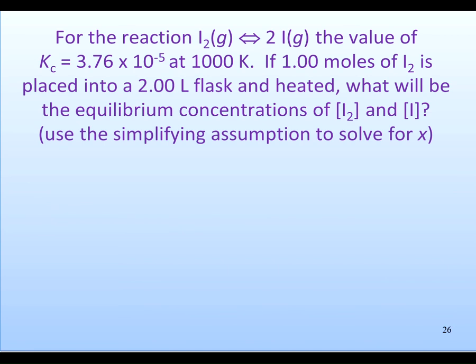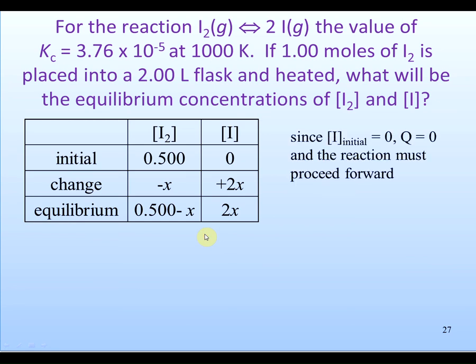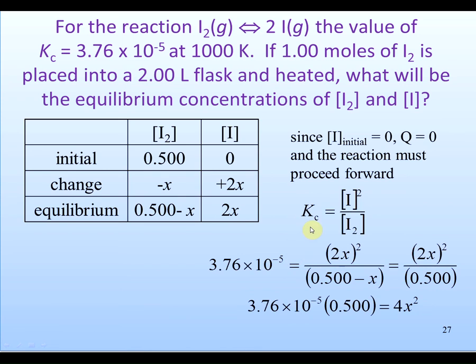So again, we've still got our initial values, the 0.5 and the 0, and the change is minus x and plus 2x, and our equilibrium values. We're going to proceed in the forward direction because we don't have any of our product produced yet, so we're definitely going to have to go in the forward direction. And we've got our K as products over reactants, so our product has a coefficient of 2, so it's going to be squared. And our Kc value is 3.76. We just simply plug this in here.